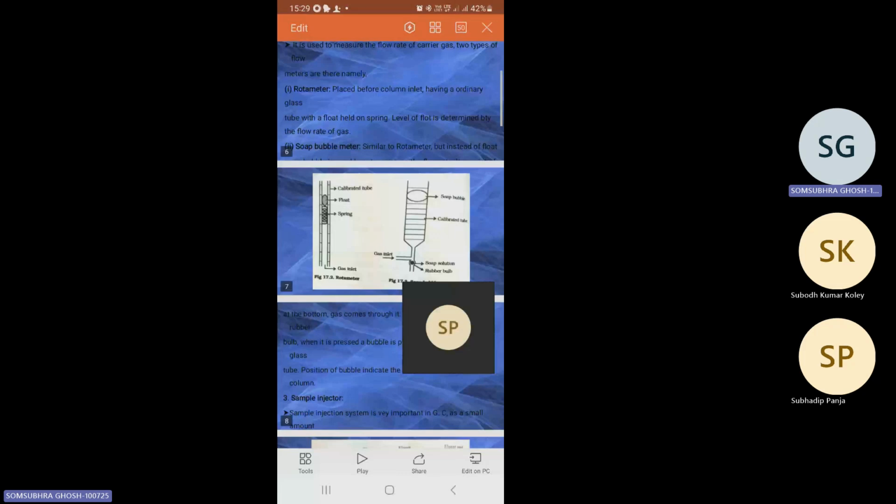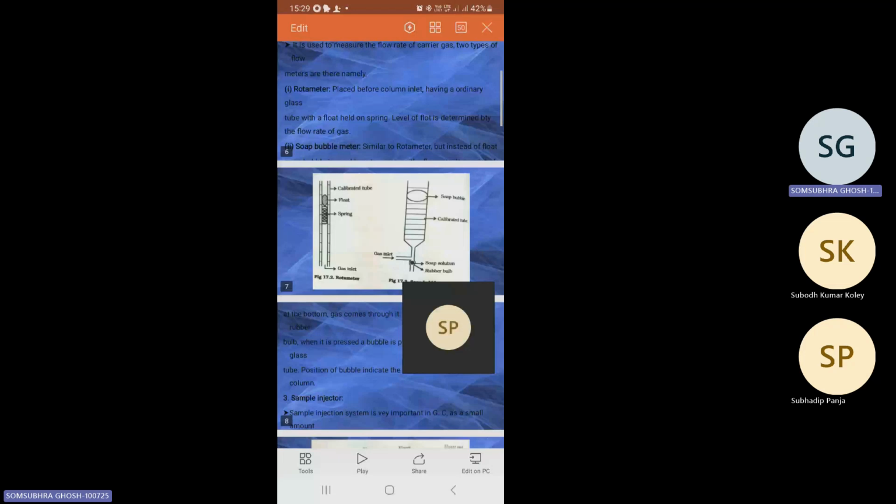Next one is the sample injector. In sample injector, I have already discussed this system of injection in HPLC. You can see the figure. In sample injector, we are generally using the rheodyne or loop injector. The same type of injector is used in HPLC. So I'm not going into details.